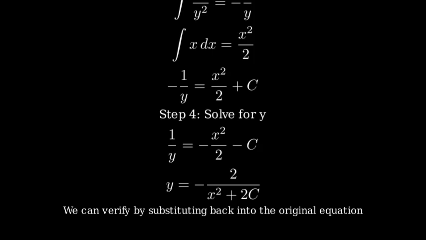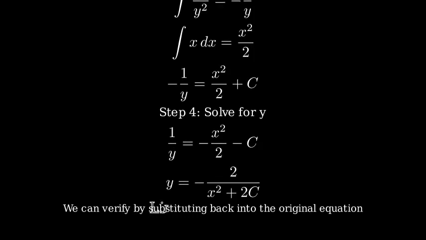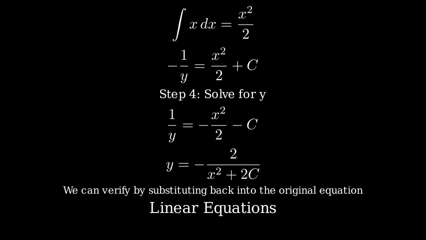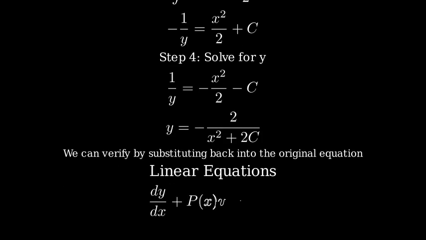Now, let's discuss linear equations. A first-order linear differential equation has the form dy over dx plus p of x times y equals q of x. What makes this equation linear is that y and its derivative appear linearly. That is, they are raised only to the first power and are not multiplied together.